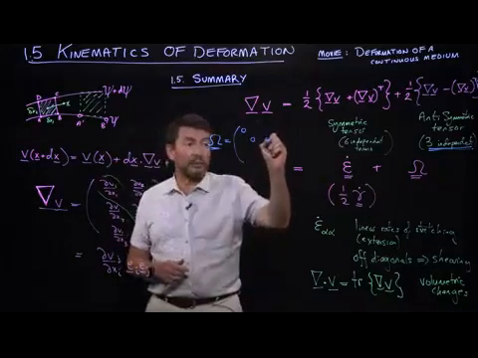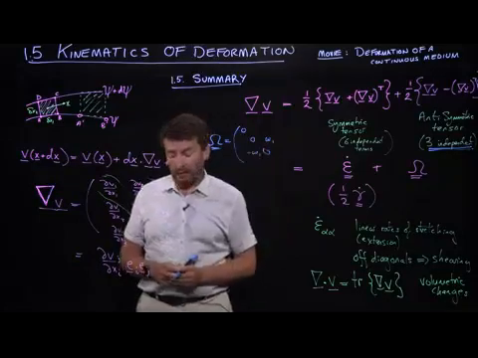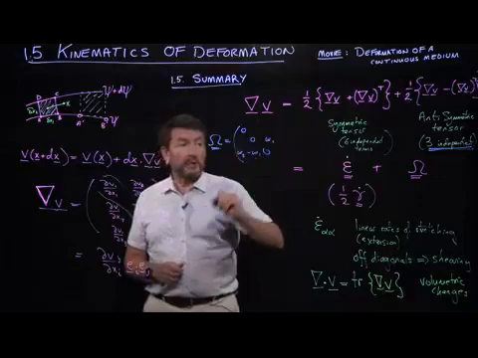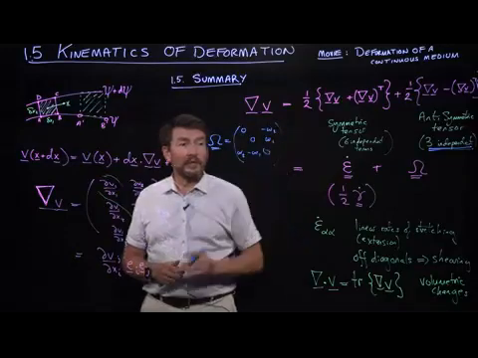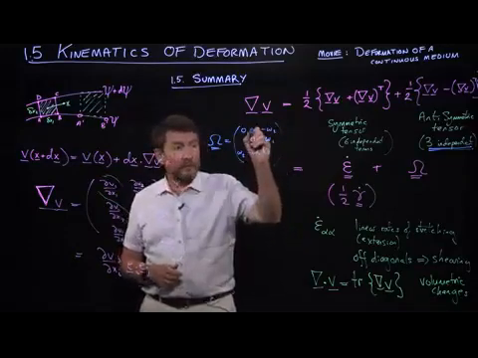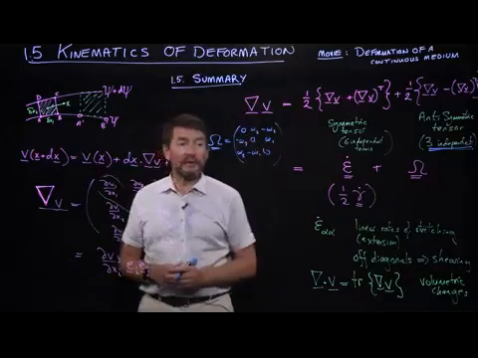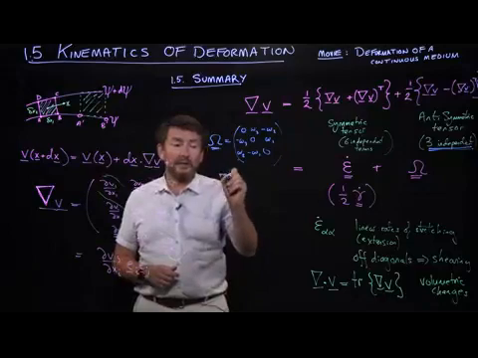I'm going to call this one omega 1. So to make it antisymmetric, this has to be minus omega 1. I'm going to call this one omega 2. So to make it antisymmetric, this would be minus omega 2. And then finally, we'll call this one omega 3, and this one is minus omega 3. So that's an antisymmetric tensor. And it's a rotation rate tensor.